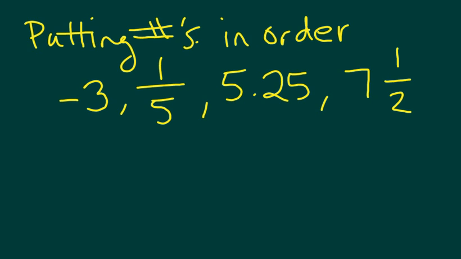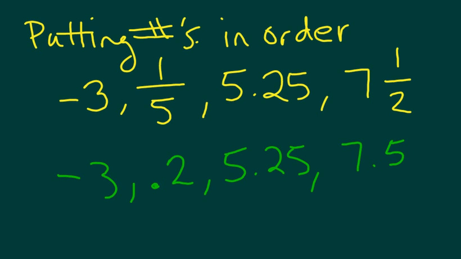When you're putting numbers in order, it's much easier if they're in the same form. Well, obviously these are some fractions, some decimals, some whole numbers. So you're either going to have to choose to put them all as decimals or all as fractions. Since you have a calculator in your hand, I would change them all to decimals. So that would be negative 3. 1/5 is 0.2 as a decimal. That's already a decimal. And 7.5 is 7.5.